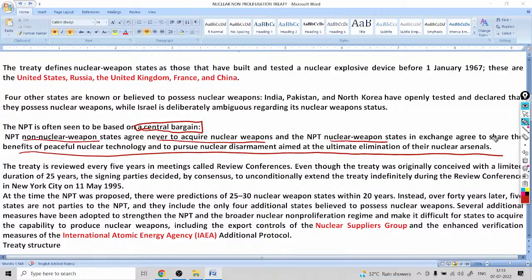So the non-nuclear weapon states agreed that we will never try to acquire nuclear weapons. In return, they were given the assurance by the nuclear weapon countries that all developments for the peaceful use of nuclear technology will be disseminated or passed on to them, and they will try to eliminate their nuclear arsenals in future. Okay, the disarmament will start by them, and the time will come when they will dismantle, or go for complete elimination of, their nuclear arsenal and stockpiles.